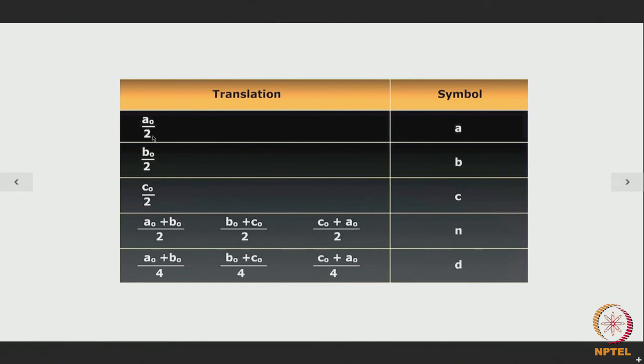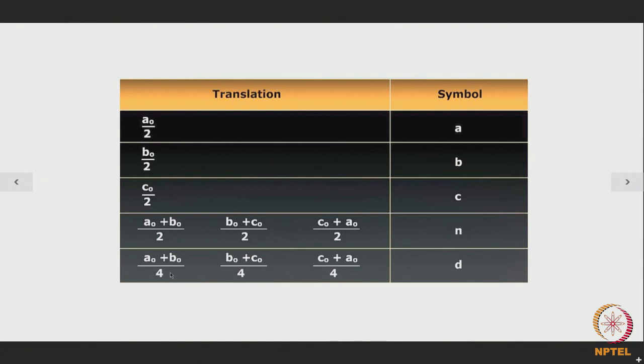Say for example, if the amount of translation is half the lattice parameter along A, we call it simply small a. Half the lattice parameter along B, we call it simply b. Half the lattice parameter along C, we call it c. And if it is a0 plus b0 by 2, that means half of the parameters A plus B, or half of the parameters B plus C, or half of the parameters C plus A, those are denoted by the letter n.